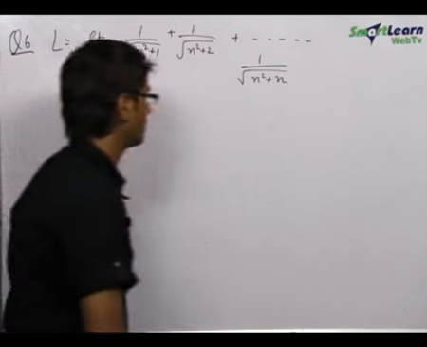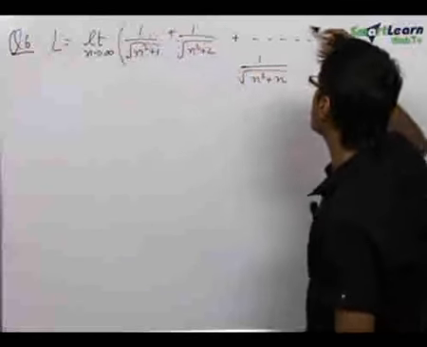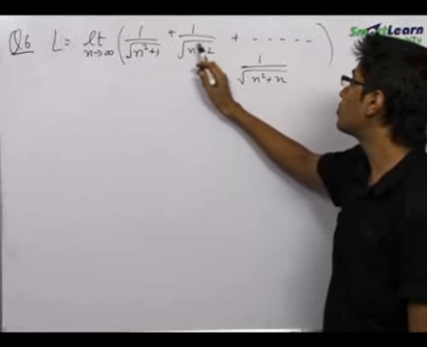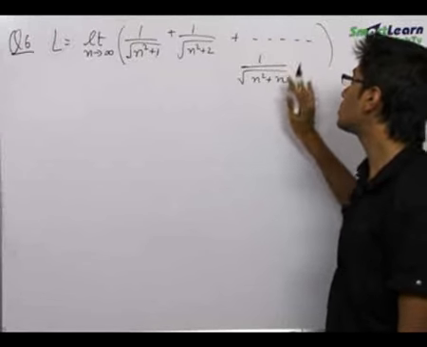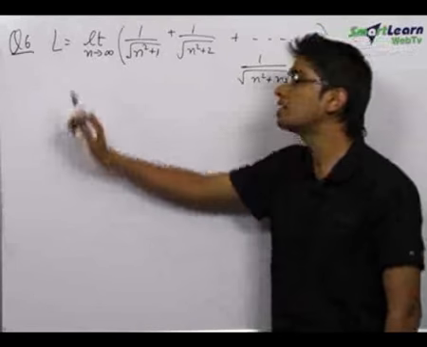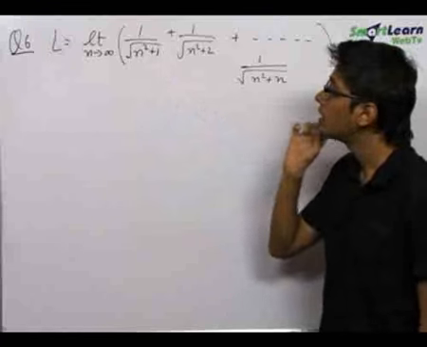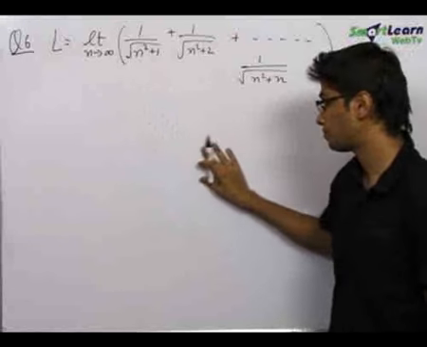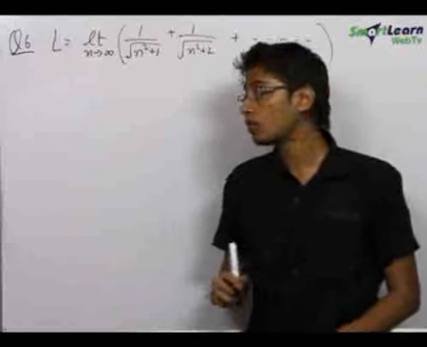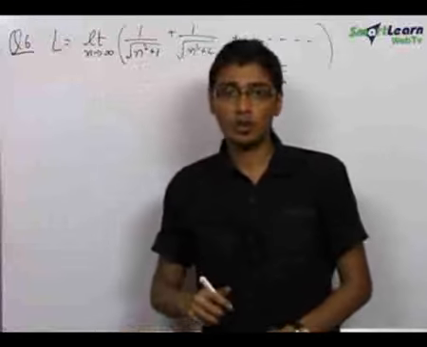In our sixth problem, we are given the sum of a series: 1 upon under root n square plus 1, plus 1 upon under root n square plus 2, plus 1 upon under root n square plus 3, up to 1 upon under root n square plus n. And we want to find the limit of the sum of this series as n tends to infinity. Now this is a very special and very important type of problem because it involves the concept of the sandwich theorem.